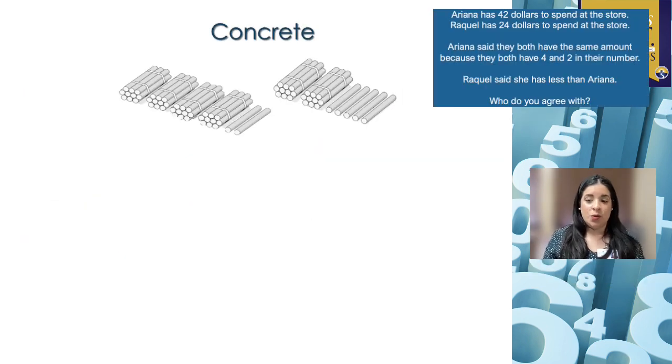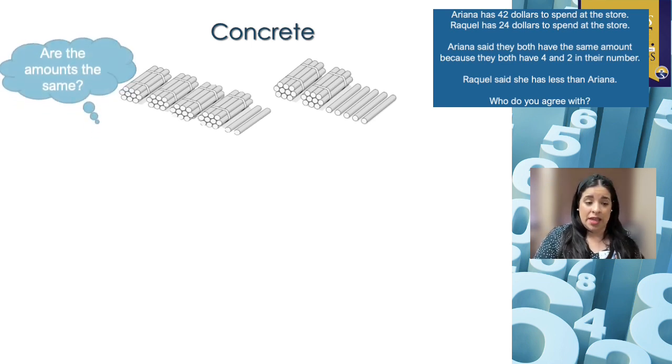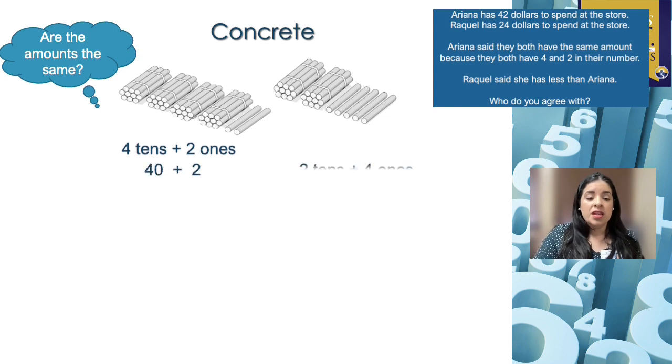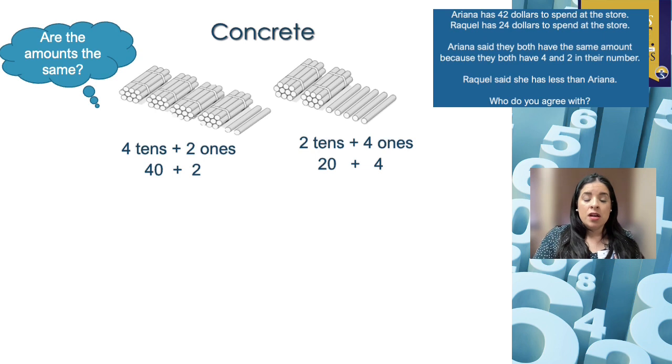Remember when you sorted the different ways you solved your task into concrete, representational, and abstract? What did your concrete representation look like? Here we have some bundles of sticks or straws of 42 and 24. When students make this model, they can easily see that the values are not the same. They are different. Then they can label their models with how many 10s and 1s, and then make the connection to the expanded form to further prove that 42 and 24 are different.